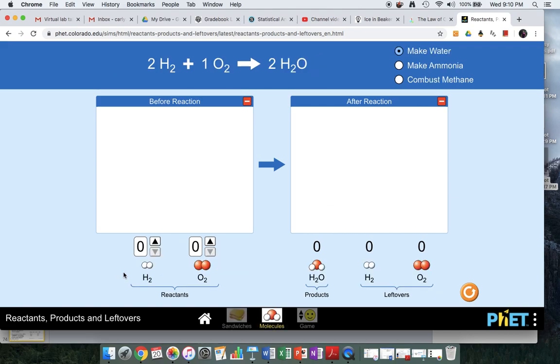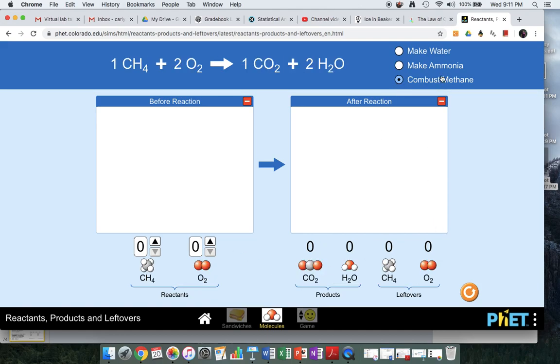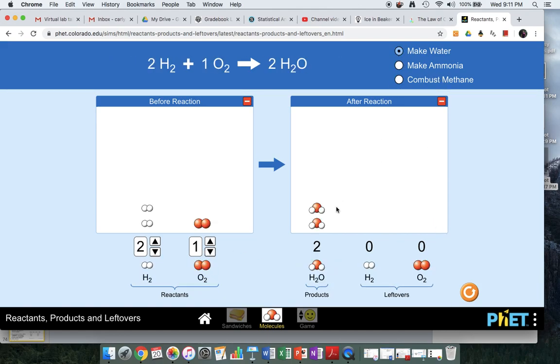If we look at molecules, this is a more accurate one. Here's the chemical reaction at the top, and it's balanced. You're going to add some hydrogen, add some oxygen. I need to add more oxygen, add another hydrogen. Oh, look, I have 2 waters, but I have an extra oxygen. If I take an oxygen away, there we go. It's balanced, no leftovers. I can make ammonia, same thing, and I can combust methane, same thing. Just mess with them and change them until you get it all to be balanced out.